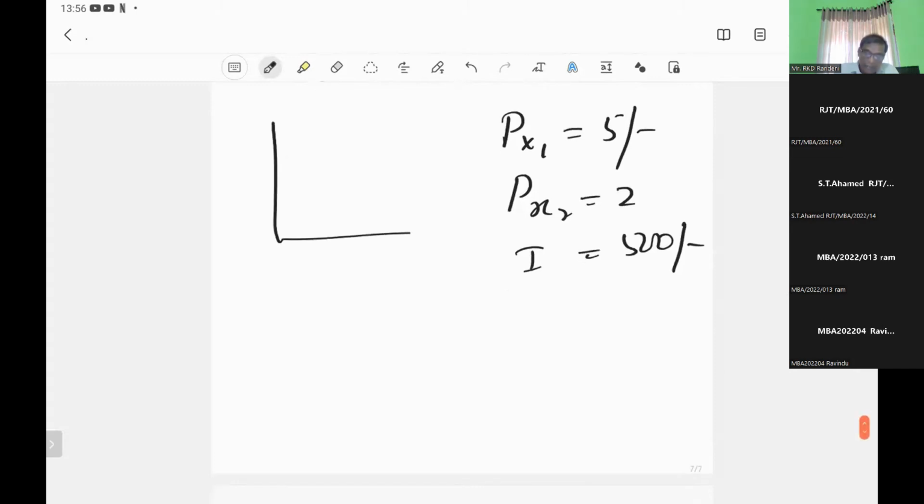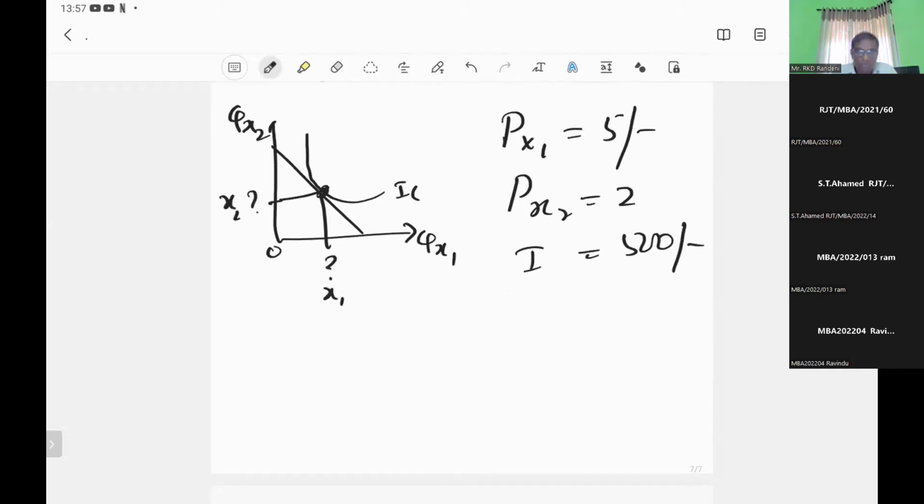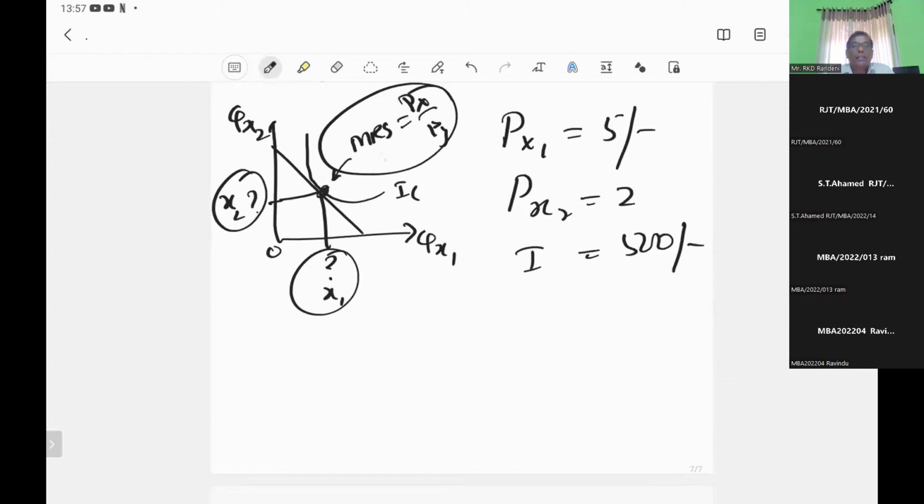Graphically, this is the budget line. This is the equilibrium point, that is the indifference curve. Here quantity x1, here quantity x2. Now you have to find out how much from x1, how much from x2. At the equilibrium point, the slope of the indifference curve, that is MRS, equals the price ratio of the two commodities. This is the condition that should be satisfied at the equilibrium point.